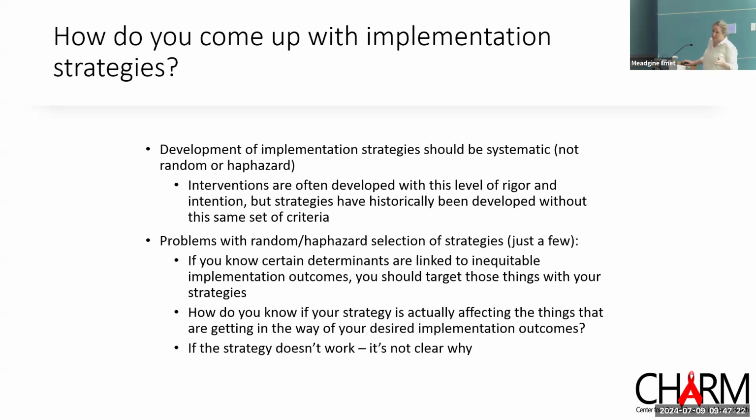And there are problems with that, just like there are problems with doing that for interventions. If you've done all this work to show that there are certain determinants linked to, for example, inequitable implementation outcomes, it would be really wise for your implementation strategy to specifically address those determinants, right? If you're using the more haphazard approach, you're not necessarily hitting the main determinants that are actually causing those inequities. Similarly, if you're not taking a systematic approach, you don't necessarily know if your strategy is actually affecting the things that are getting in the way of any desired implementation outcome. And another issue, and this is not comprehensive, is if the strategy doesn't work, we don't even really know why. Was it because it wasn't affecting what it was supposed to affect? Was it because it was hitting those determinants, but it wasn't the right change strategy? So there are a lot of reasons to be very intentional in building and selecting your implementation strategies, which unfortunately hasn't always been how people have done this work.